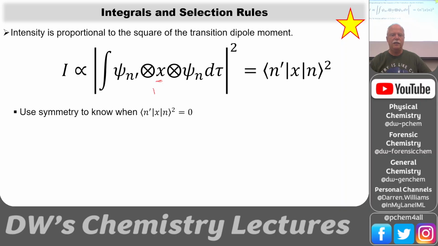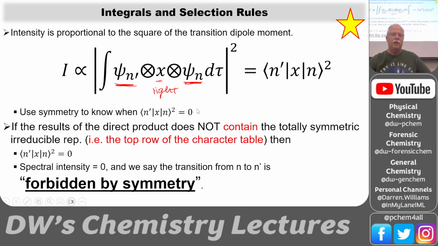which represents light, times the initial wave function, and then we multiply the final wave function, and we integrate over all space. And if that's non-zero, then we would say that that transition is allowed. So if the result of this direct product table, so these three things together, does not contain, and we have to say that word particular, it doesn't say it must contain the totally symmetric irreducible representation. If it does not contain the totally symmetric, or top row of the character table, then the intensity is zero, and we would say it's forbidden by symmetry.